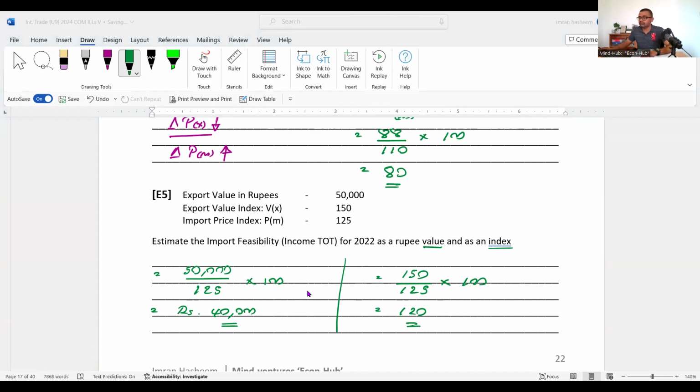Okay. So with that, we have completed the terms of trade area. Clear? And after the break, if you guys need one, we will start protectionism, the third chapter. Okay? Protectionism.